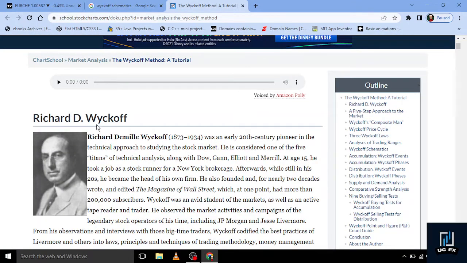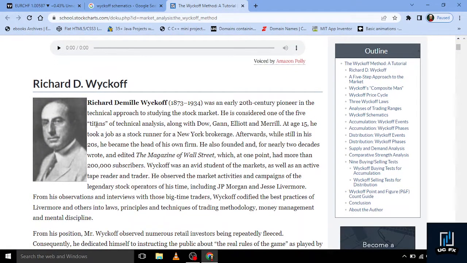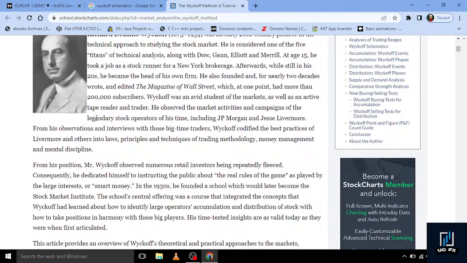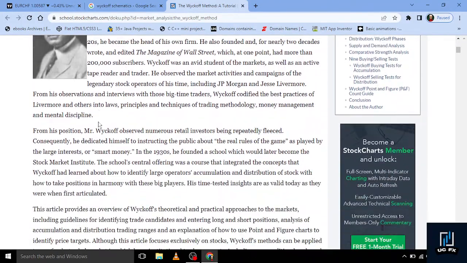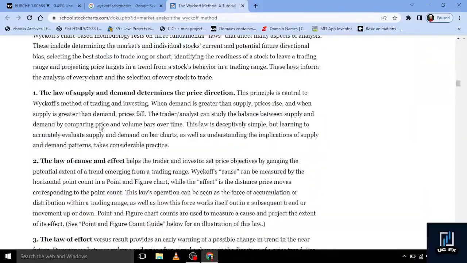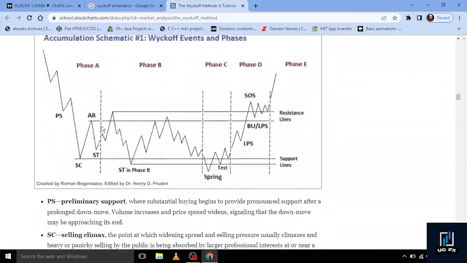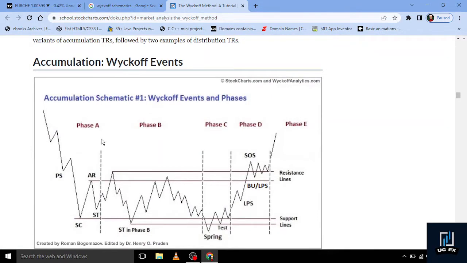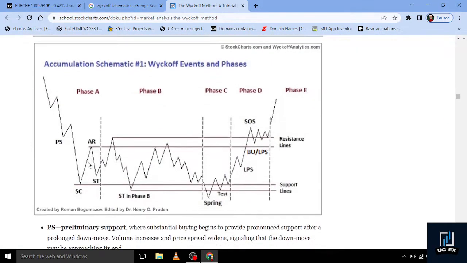Here on our screen we have the founder of the Wyckoff schematics, D. Wyckoff. He's the man behind the Wyckoff schematics. This is what the Wyckoff schematic actually looks like. This is the Wyckoff accumulation. After a downtrend, we have this schematic in play.